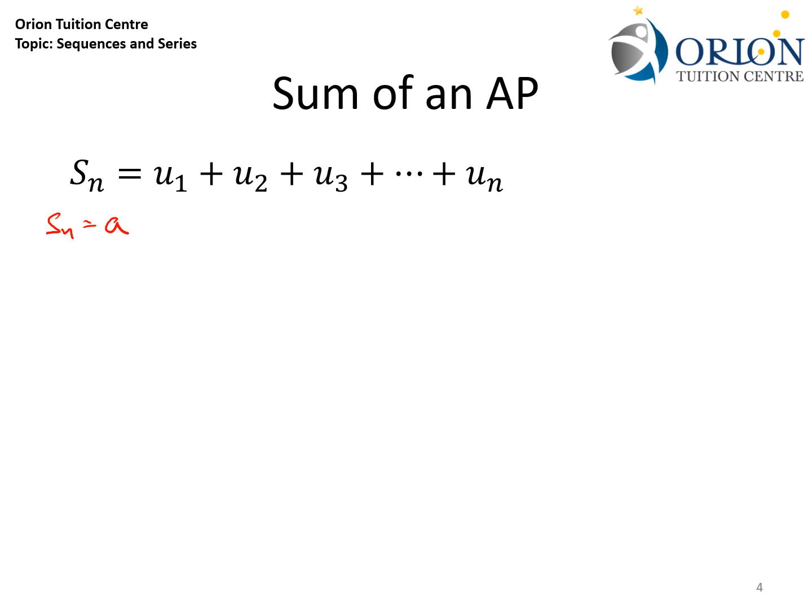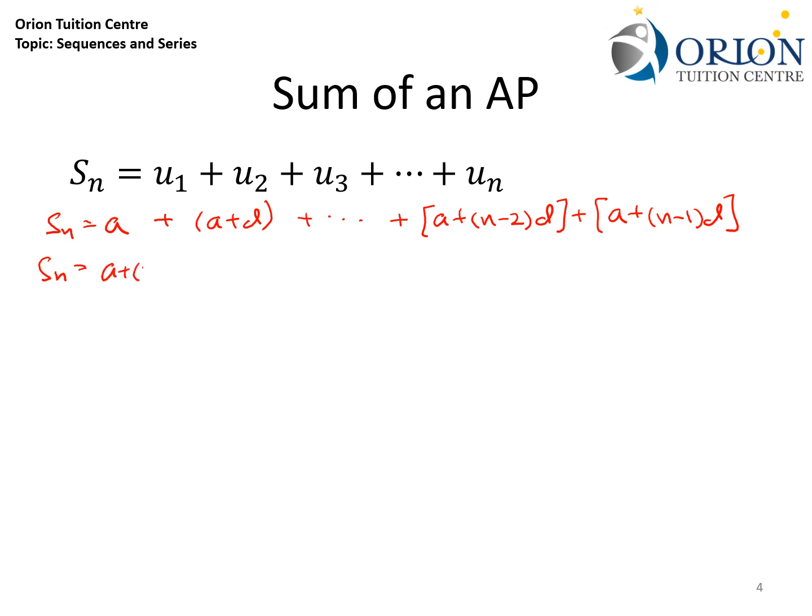If we write Sn as a for u1, plus a plus d for u2, and so on until the last two terms, which are a plus (n minus 2)d, and finally a plus (n minus 1)d, and rewrite this entire sum in the reverse order, Sn will be equal to a plus (n minus 1)d plus a plus (n minus 2)d, and so on until we have a plus d and finally a.